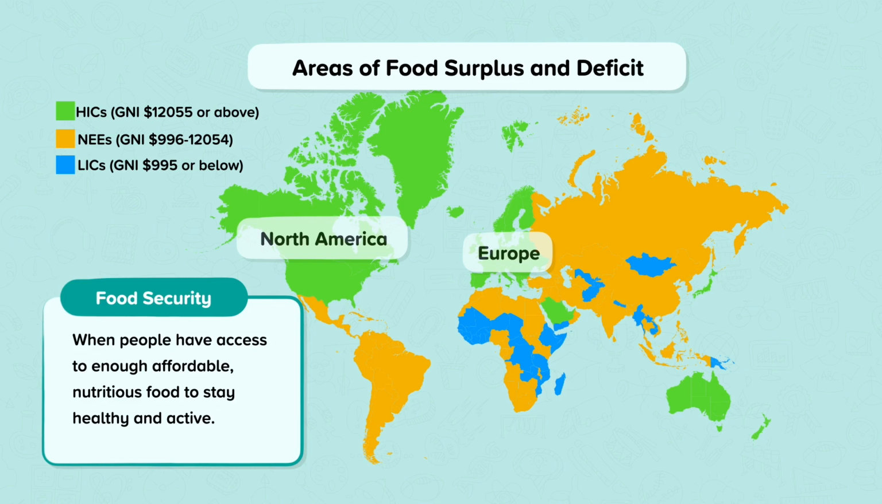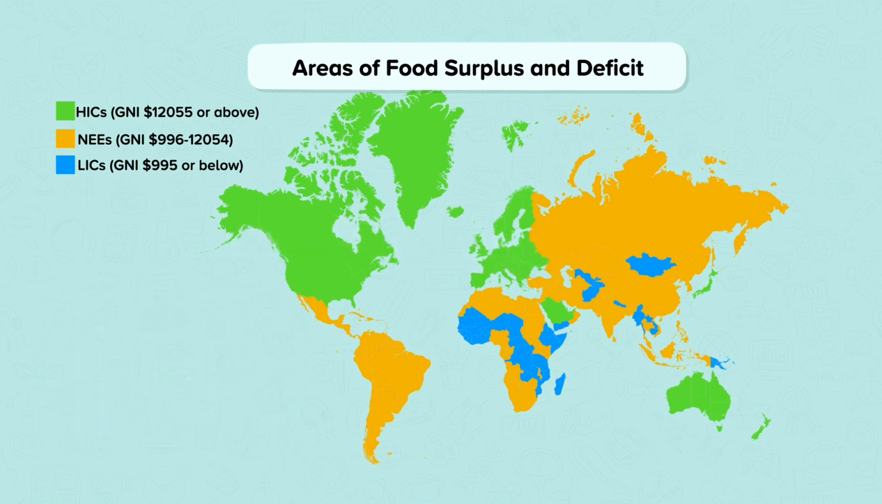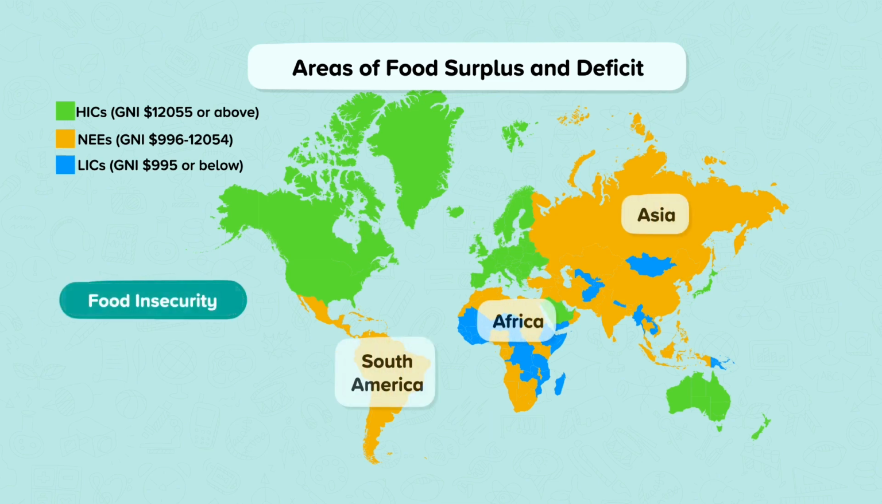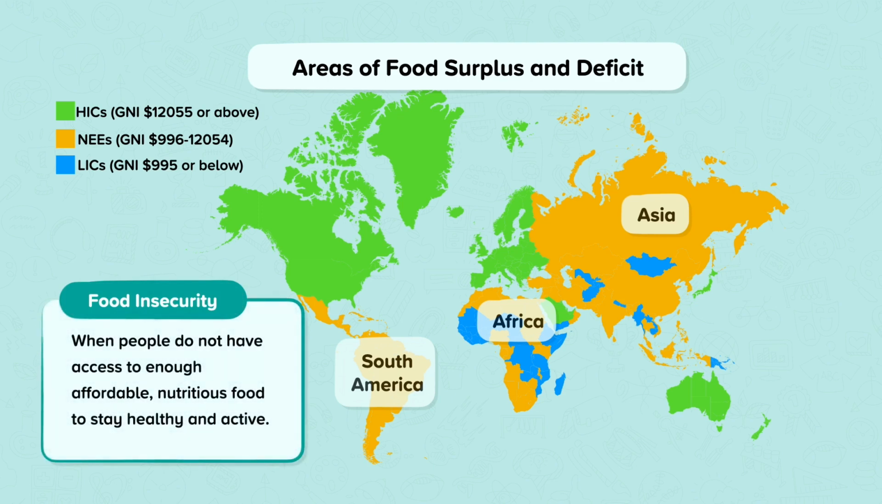Less developed areas like South America, parts of Asia and Africa do not produce or import enough food to feed their people. They therefore have a food deficit and experience food insecurity. This is when people do not have access to enough affordable, nutritious food to stay healthy and active.